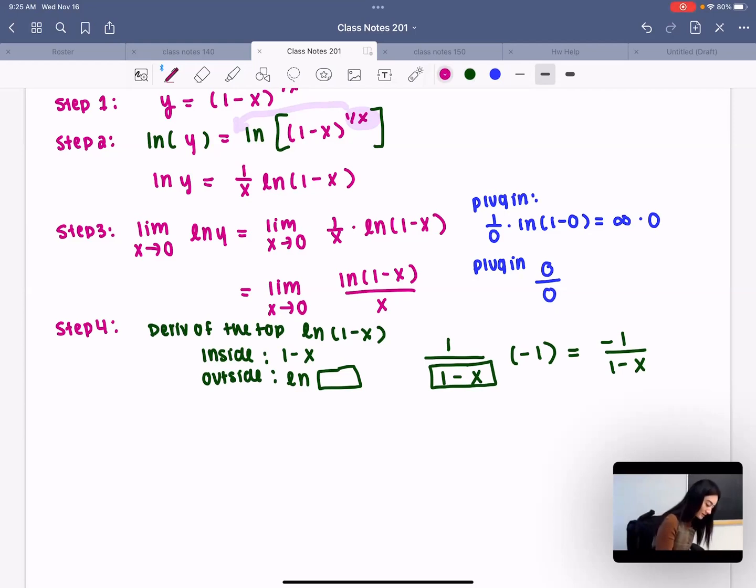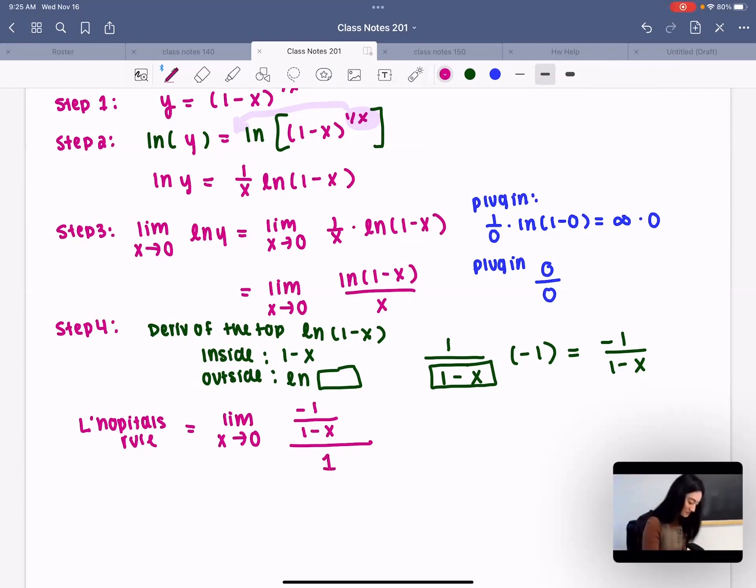All right, now let's use L'Hopital's rule. Okay, so we're doing the limit as x goes to 0. The derivative of the top is -1 over 1 minus x. What's the derivative of the bottom? 1. Good. All right, that makes things really easy for us, right? Because anything over 1 is just itself. So I'm looking for the limit as x goes to 0 of -1 over 1 minus x.